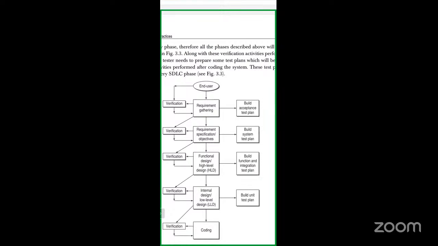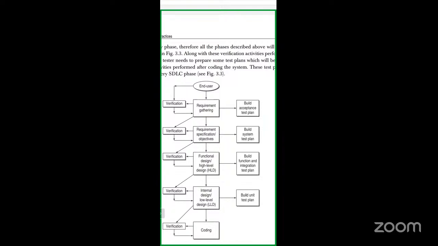And then we have to go for the functional design and high level design. Then we go for the internal or low level design, and then the coding. Okay, so in all these phases a tester has to undergo the process of verification, that is, whatever the user has given as instructions to the development team, whether they are following them or not, they have to check.